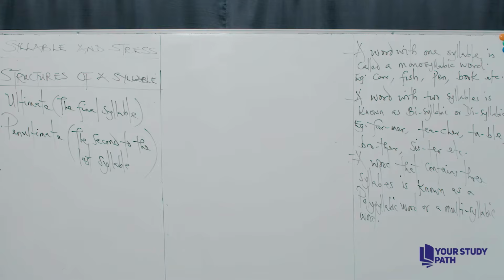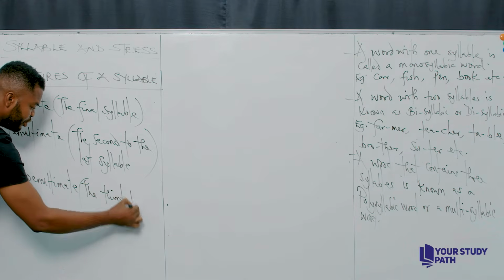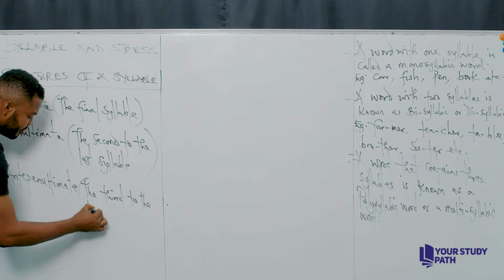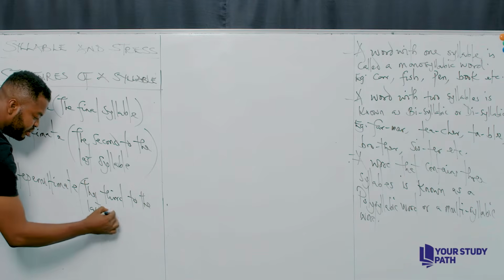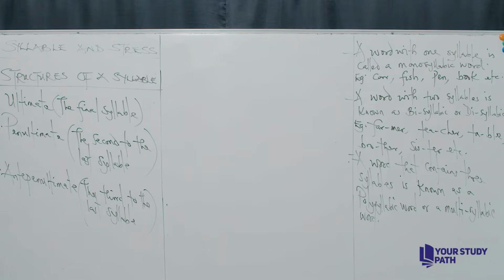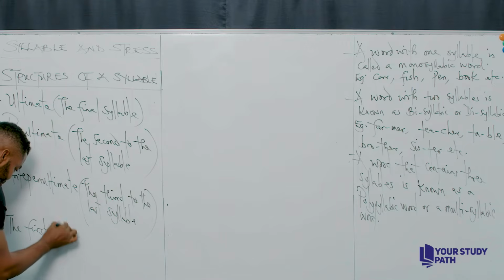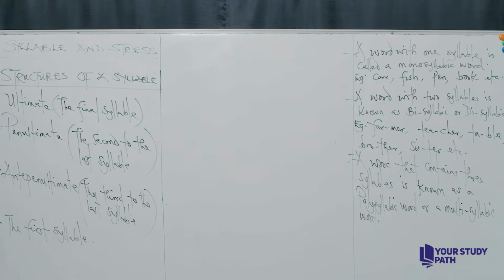Now, third, that's number 3. You have antepenultimate. What's the meaning of antepenultimate? That's the third to the last syllable. So look at this, class. Then we can also have the first syllable. You can also have the first syllable.